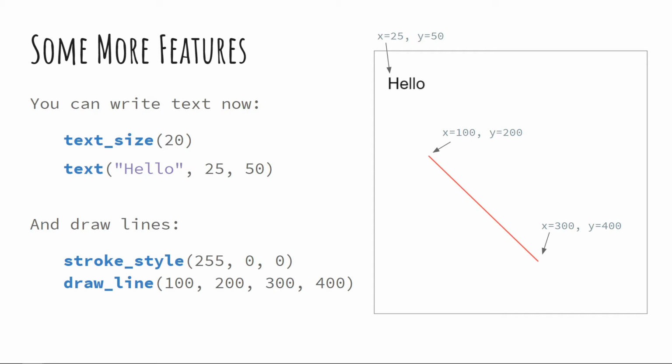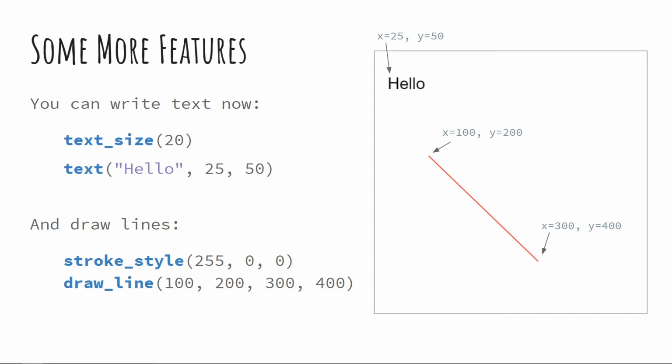Then another thing that we've added is draw line. So you can now draw lines. You specify this with x1, y1, x2, y2. So you specify the x and y position of the one side, and then the x and y position of the other side.